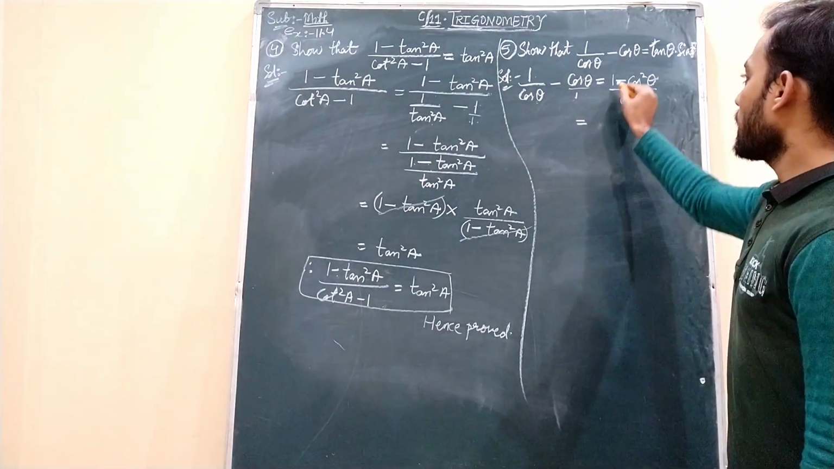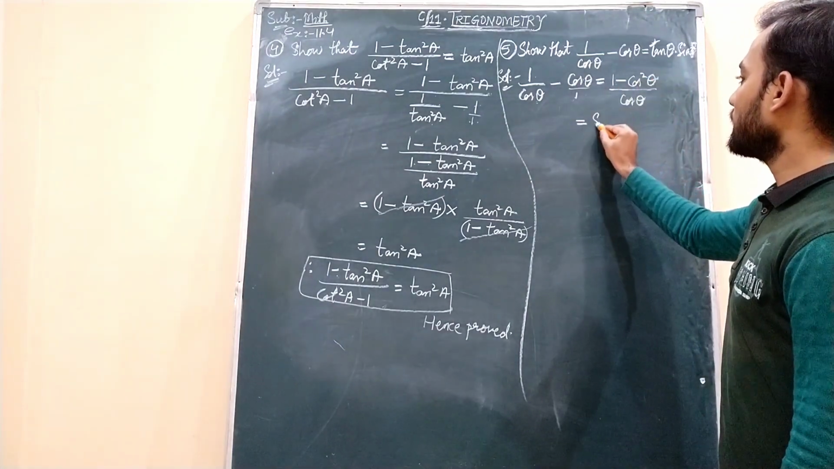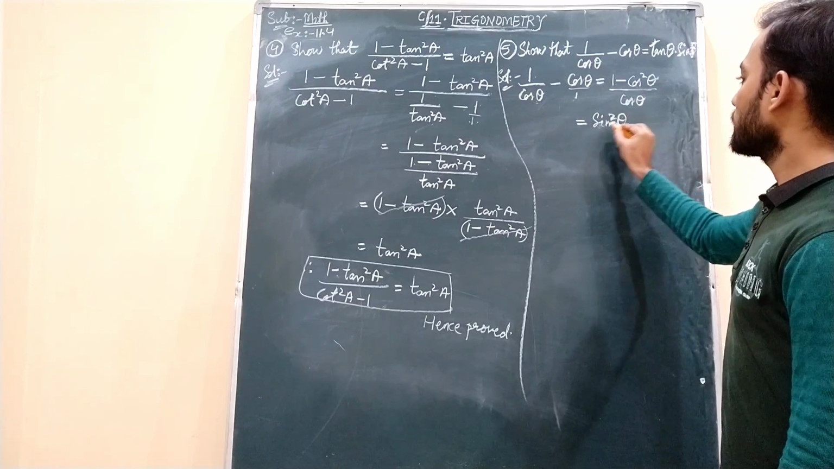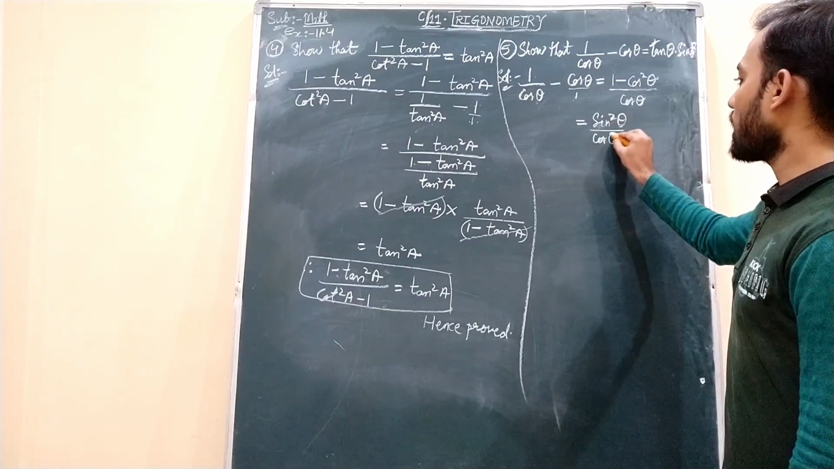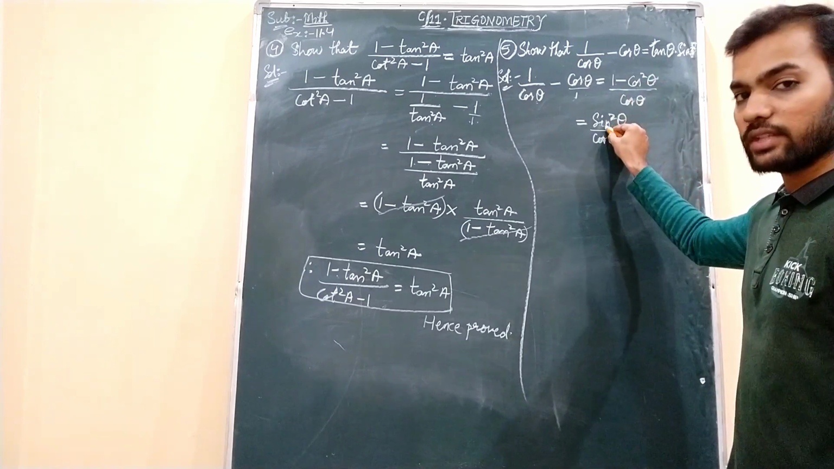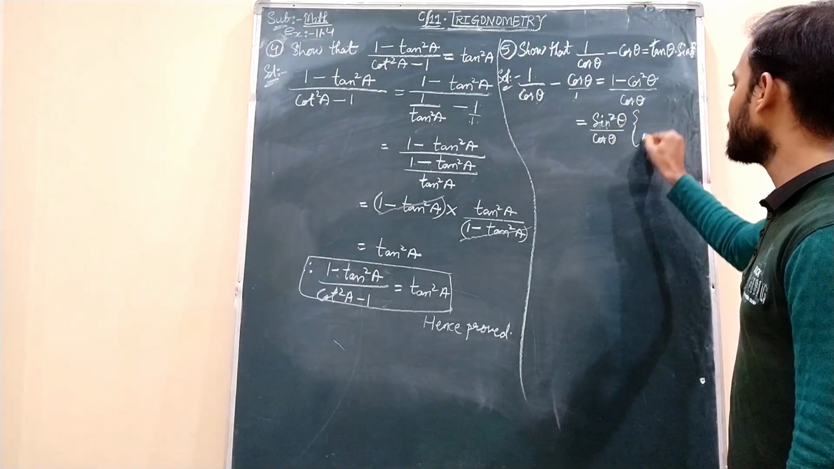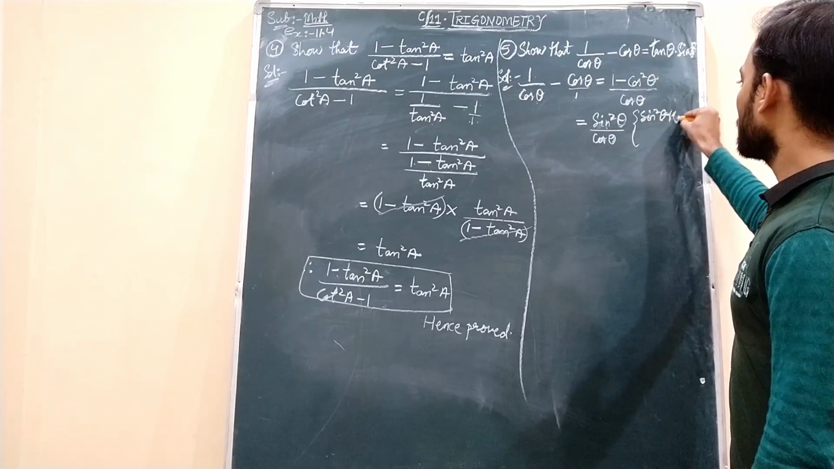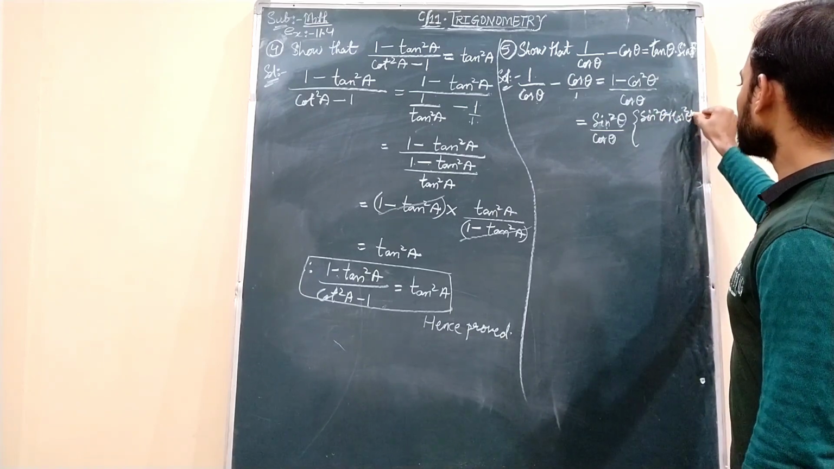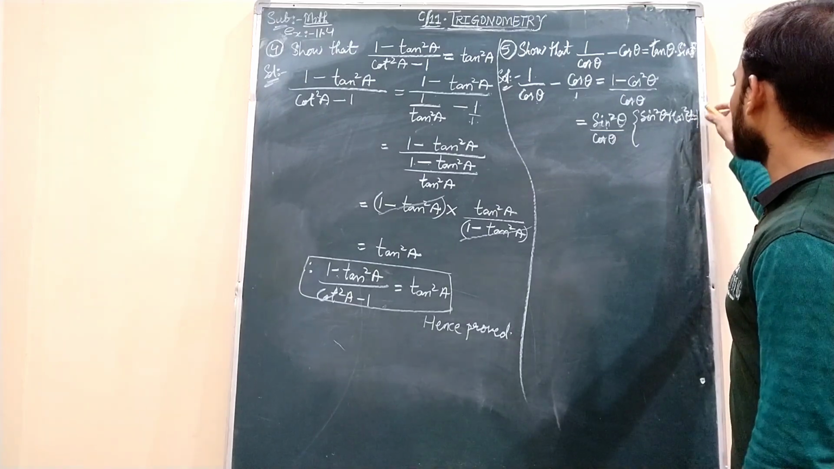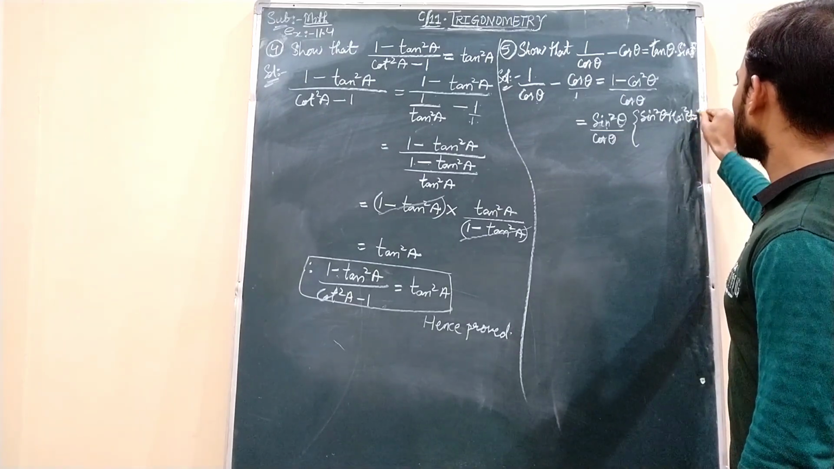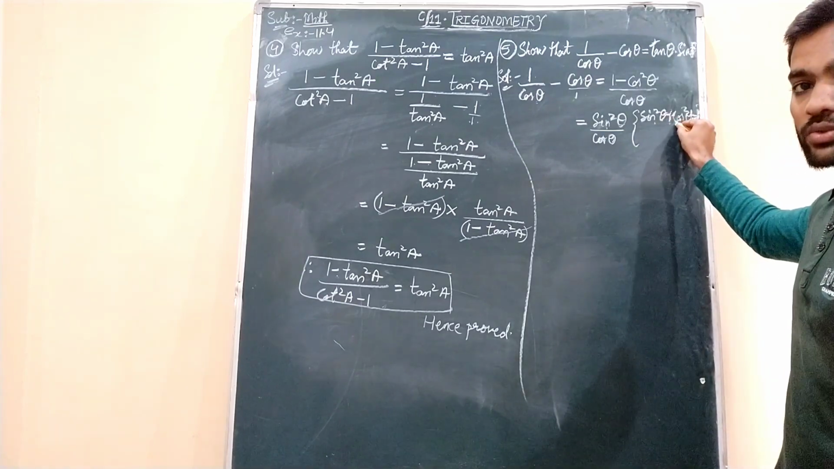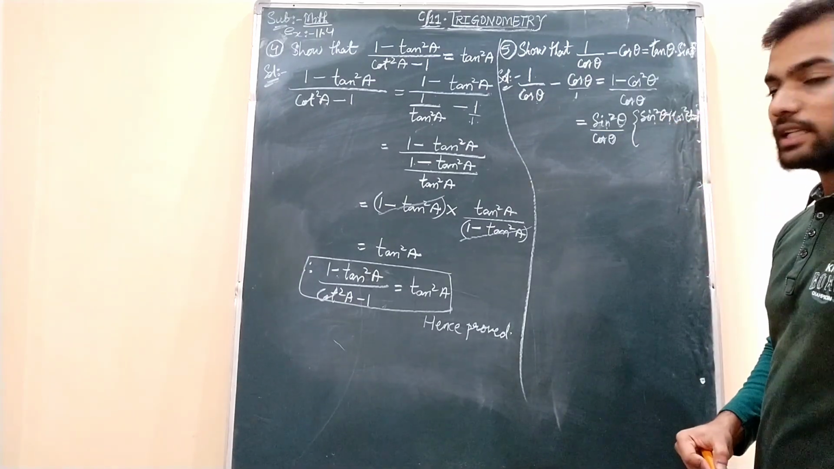Now in next step, 1 minus cos square theta can be written as sin square theta, okay students, divided by cos theta. How have we replaced this with sin square theta? We already did in earlier classes. Again I will explain. The identity number 1 is sin square theta plus cos square theta equals 1. Okay students, sin square theta plus cos square theta equals 1 is our first identity.